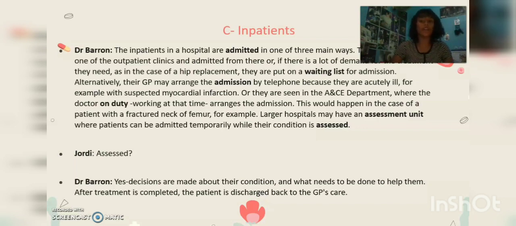Larger hospitals may have an assessment unit where patients can be admitted temporarily while their condition is assessed. Jordi says, "Assessed?" Dr. Barron says, "Yes, decisions are made about their condition and what needs to be done to help them. After treatment is completed, the patient is discharged back to the GP's care."